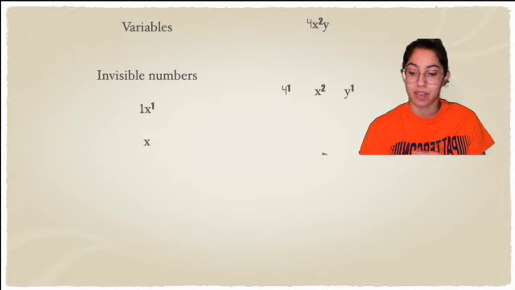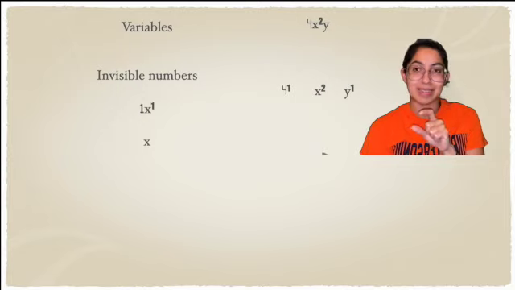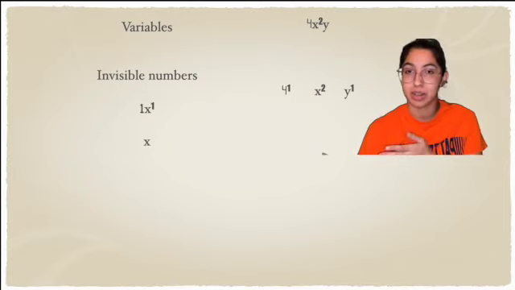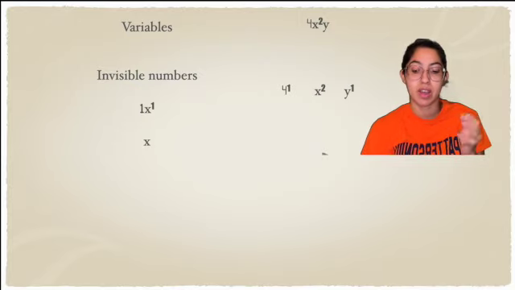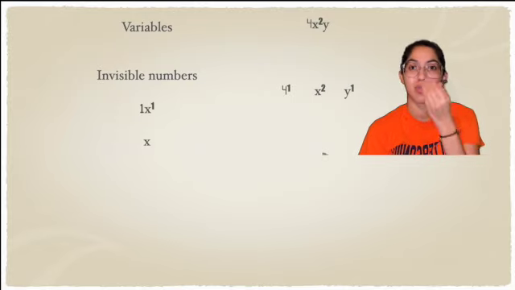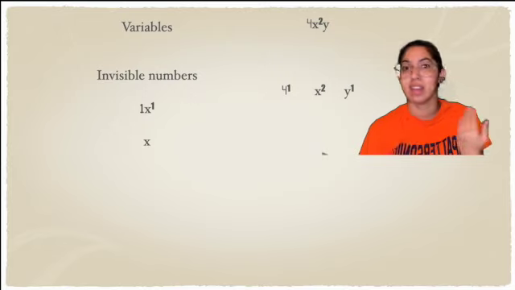So we have a variable, and I want to talk about some invisible numbers. Remember, when you see x by itself, there is a 1 in front of it, and there's also a 1 that's an exponent. Those things you're not going to write. So you need to keep that in mind. 4x squared y is actually 4 to the power of 1, x squared y to the power of 1. So the exponent that is right after the letter belongs to it. It doesn't belong to anything else.